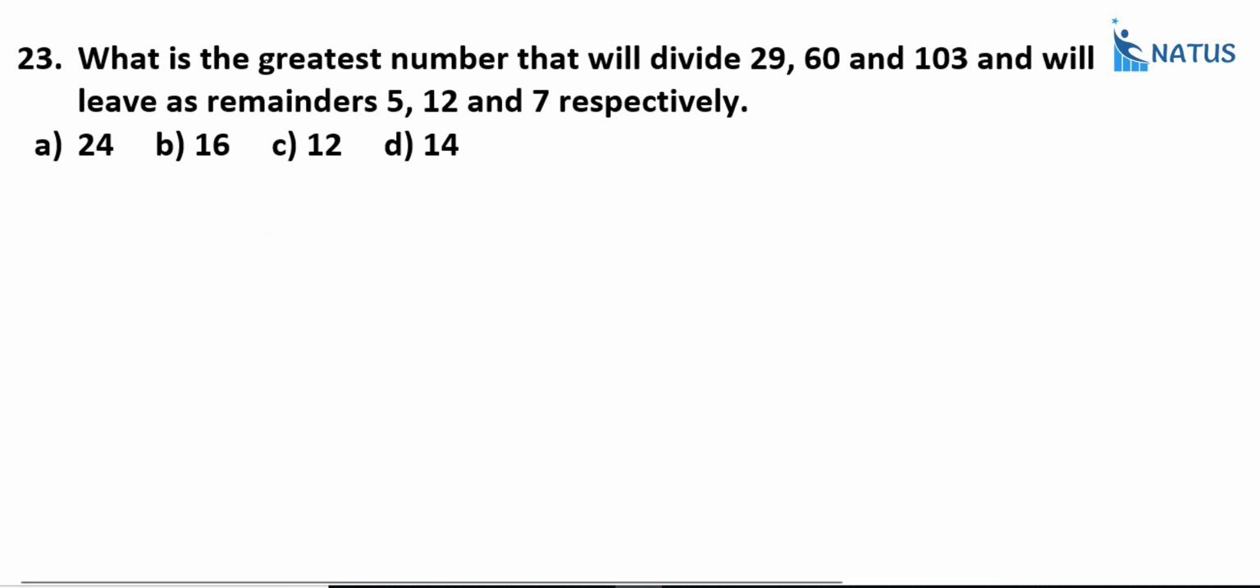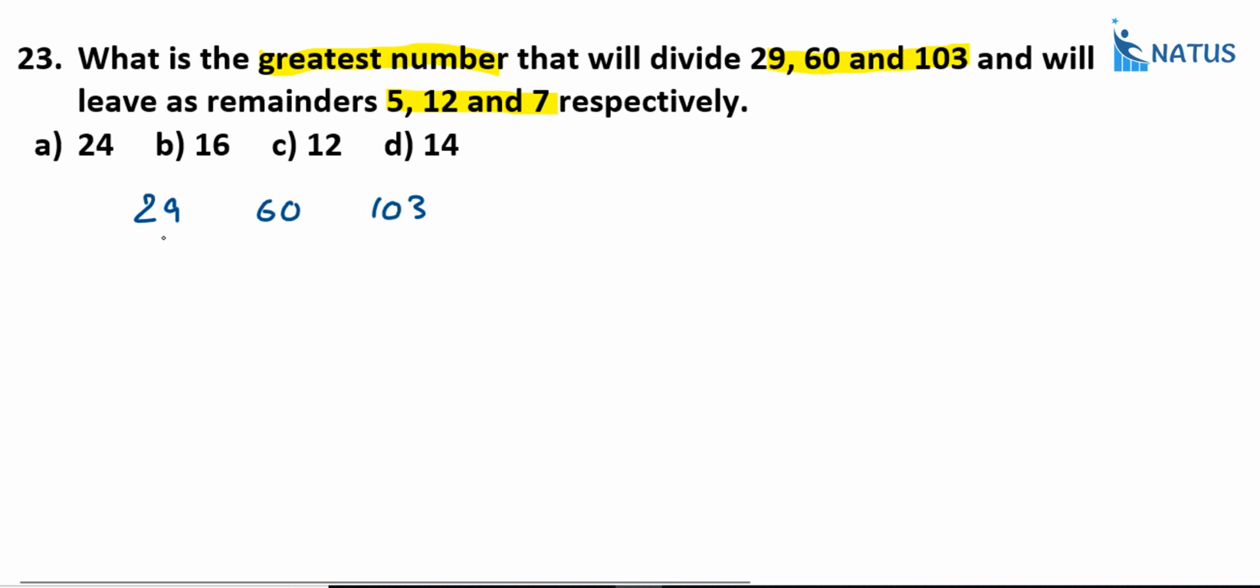Next example: what is the greatest number that will divide 29, 60 and 103 and leave the remainders 5, 12 and 7 respectively? Here the numbers are 29, 60, 103. And what are the remainders? Suppose we take that the greatest number is equal to x.